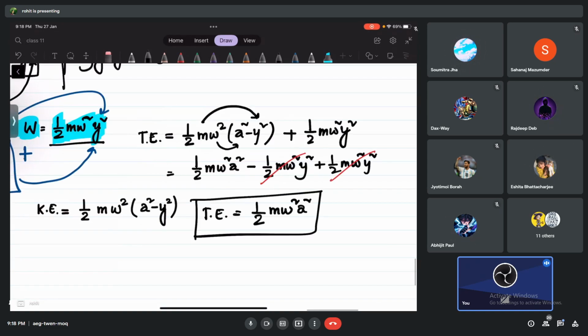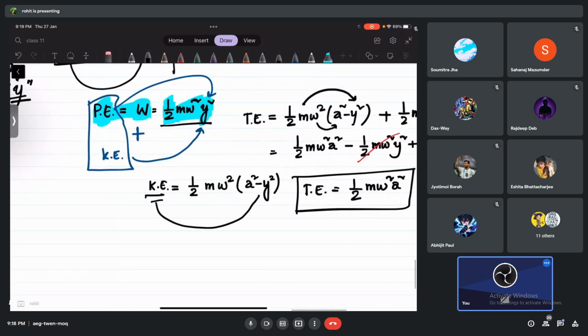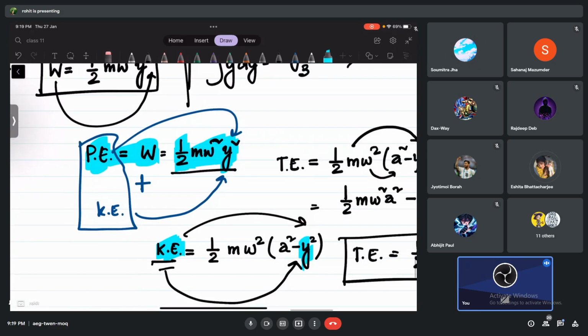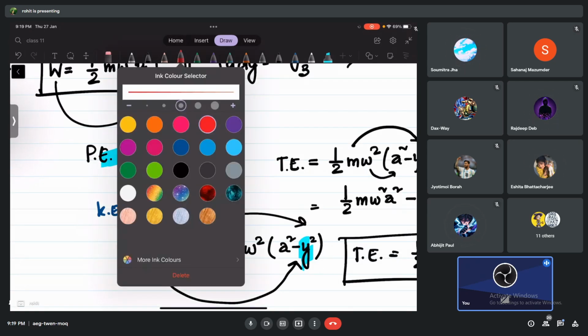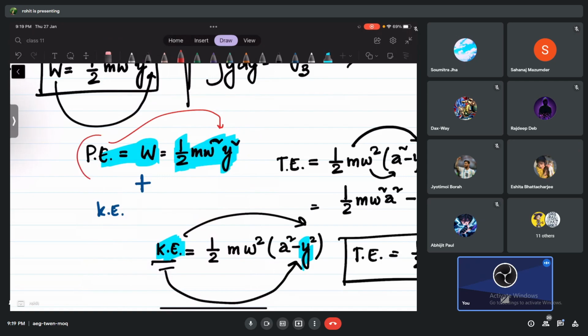Tell me, does the kinetic energy depend on position or not? Yes, sir. Different position, we get different kinetic energy. Does the potential energy depend on position or not? Yes, sir. If the object has different positions, the potential energy also will be different.